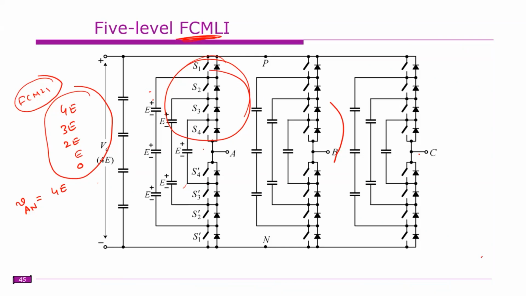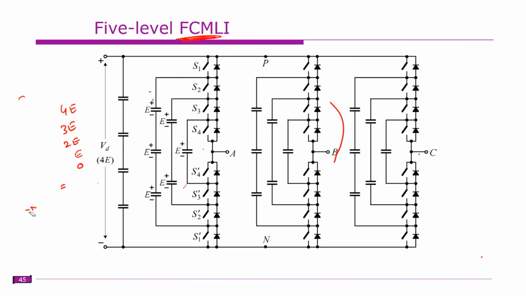So this is how multi-level voltages can be obtained across this one. Similarly, from B phase to N, you can get voltages from 4E to 0. Similarly for C phase, 4E to 0. From that you can obtain the line voltages between A and B. It will vary from plus 4E to minus 4E, so you can get a maximum of 9 levels in the line voltage.